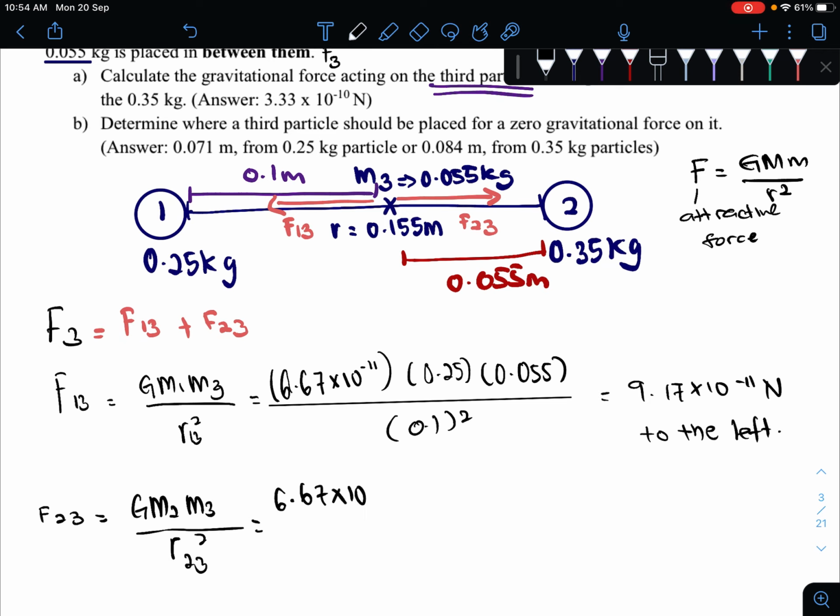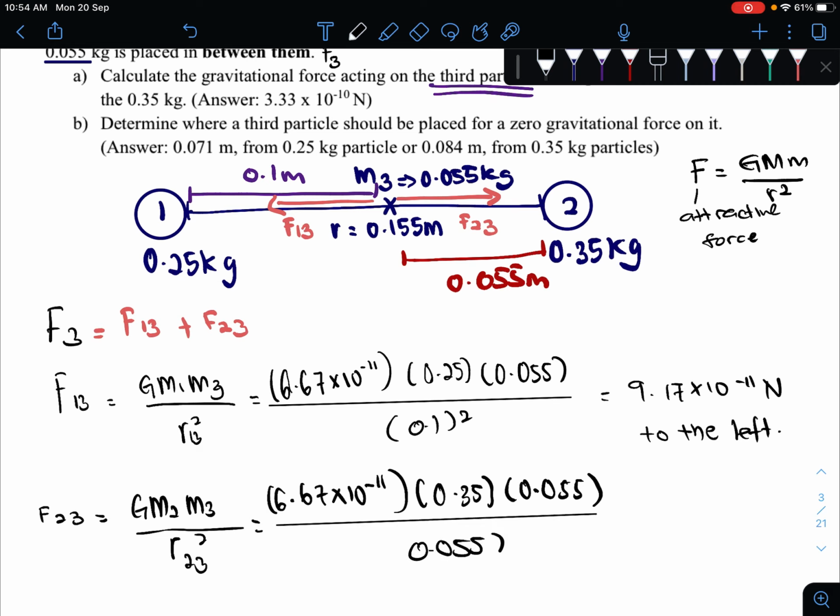So sama, masukkan semua constant yang kita tahu. Mass 1 adalah 11, mass 2 adalah 0.35, mass 3 adalah 0.55, and then you divide with 0.055 square, jangan lupa. And then now what you do is you press your calculator to get the answer for the force 23 dekat sini. And then you'll get 4.24 times 10 to the power negative 10. Kali ini to the right. Sebab objek 2 berada di kanan, objek 3 akan tertarik ke arah objek 2, maka dia akan bergerak ke kanan.